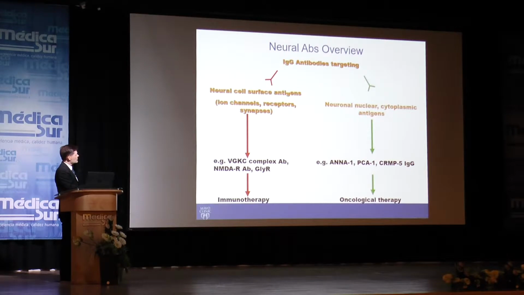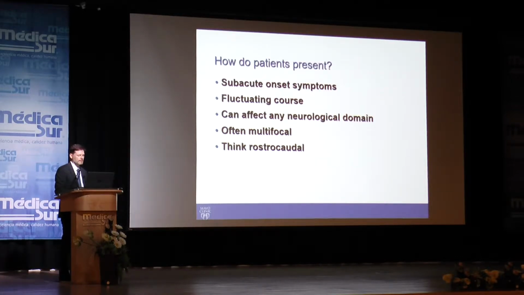Whereas with cell surface antigens, like the voltage-gated potassium complex, NMDA receptors, etc., they can sometimes be associated with cancer, but the primary treatment for most of these is going to be immunotherapy. And they're idiopathic in their onset, in their cause.